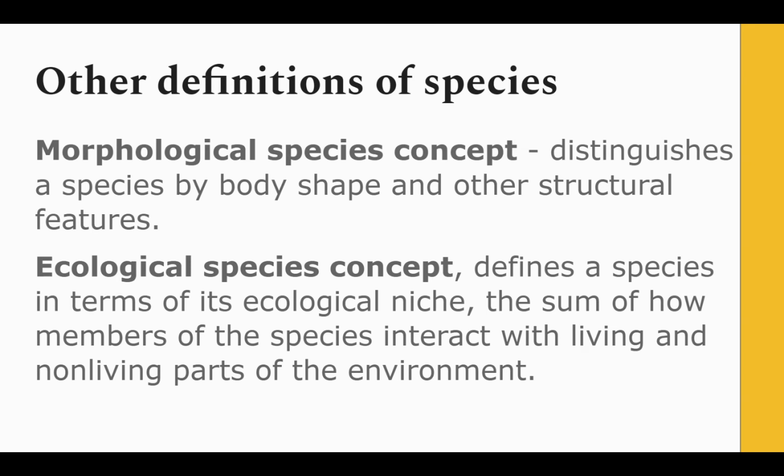So the morphological species concept distinguishes a species by body shape. So if two bodies are shaped very differently, they are considered two different species. But if they're very similar, they're considered the same species. So we don't necessarily go as far as reproductive isolation or reproductive success. And the ecological species concept defines a species in terms of its ecological niche. So if individuals are in the same ecological niche, they are considered the same species. If two individuals are in different ecological niches, they're considered different species.